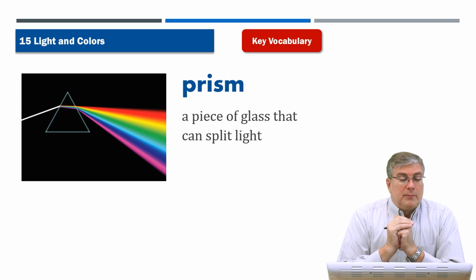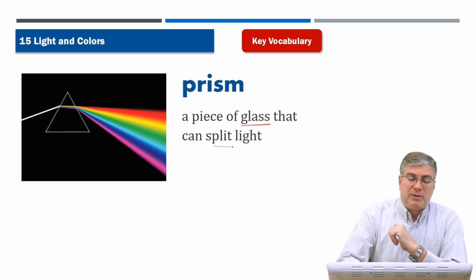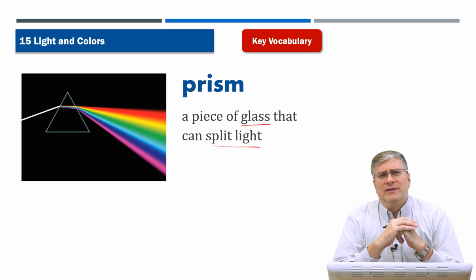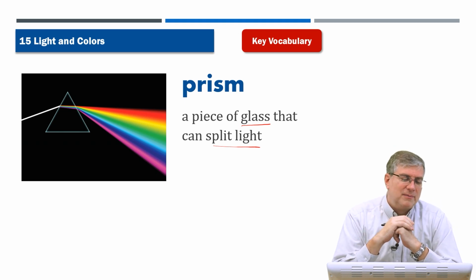Prism. A prism is a piece of glass that can split light. This looks like a Pink Floyd album cover. Pink Floyd is a very old rock and roll band. Good music though, a long time ago.